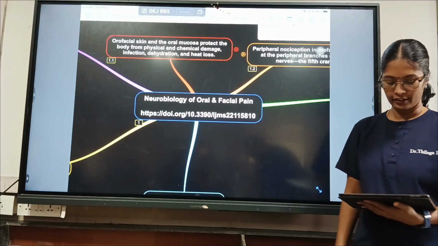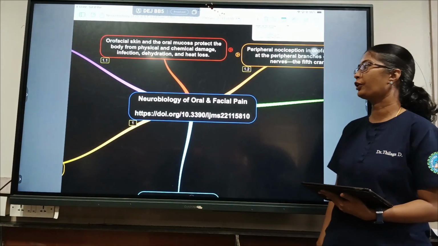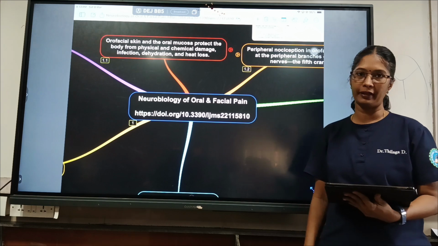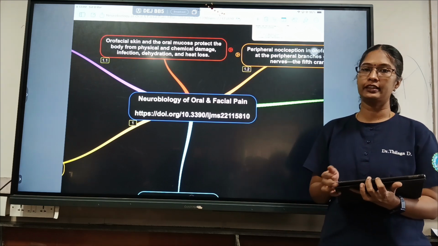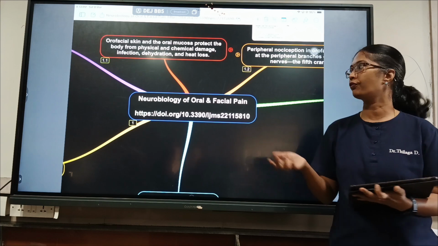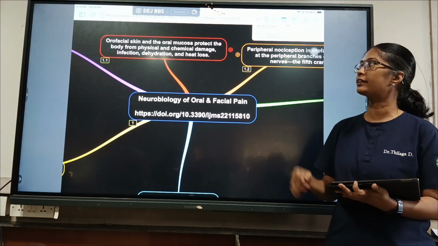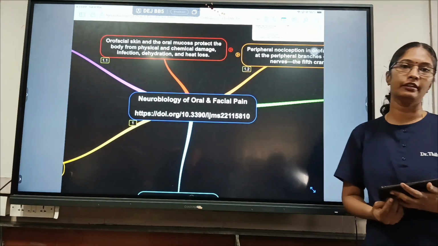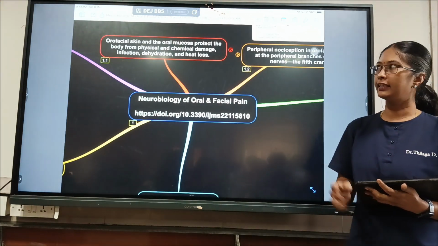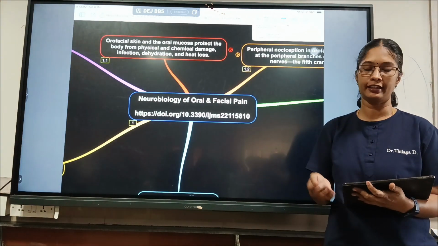Good morning. Today we are going to talk about the neurobiology of oral and facial pain. So we know the oral mucosa and the facial skin. The function of them is just to protect the body from physical and chemical damages, infection, dehydration, and heat loss. That is the basic function of any external covering.